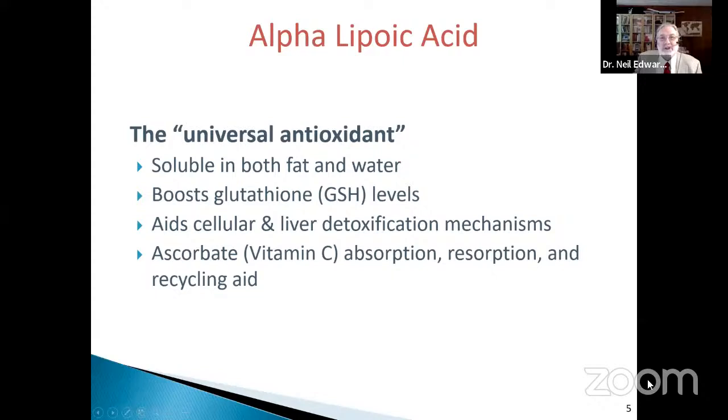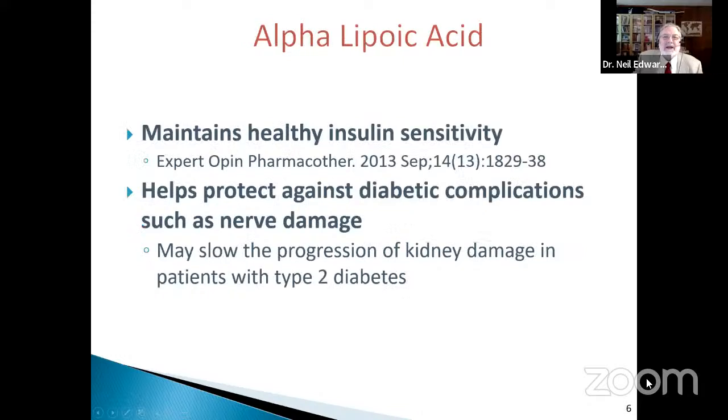It's considered the universal antioxidant because it's soluble in both fat and water, and it's a precursor of glutathione in the body, so it helps with both cellular and liver detoxification, as well as ascorbate absorption and recycling, but has some unique properties in diabetics. It helps with healthy insulin sensitivity and helps protect against diabetic complications, including nerve damage and kidney damage.